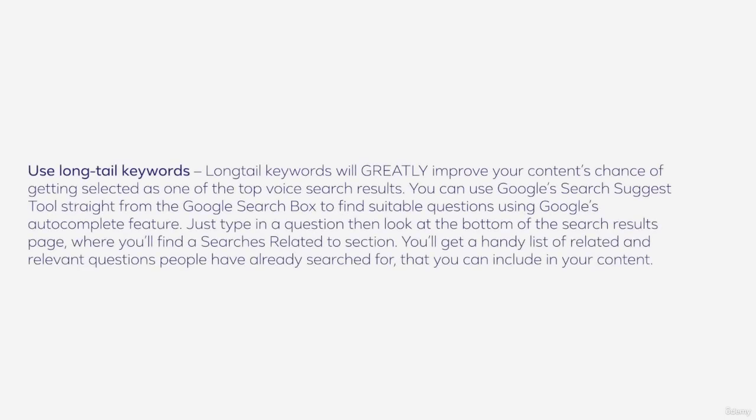Use long-tail keywords. Long-tail keywords will greatly improve your content's chance of getting selected as one of the top voice search results. You can use Google's Search Suggest tool straight from the Google search box to find suitable questions using Google's autocomplete feature. Just type in a question, then look at the bottom of the search results page, where you'll find a Searches Related To section. You'll get a handy list of related and relevant questions people have already searched for that you can include in your content.